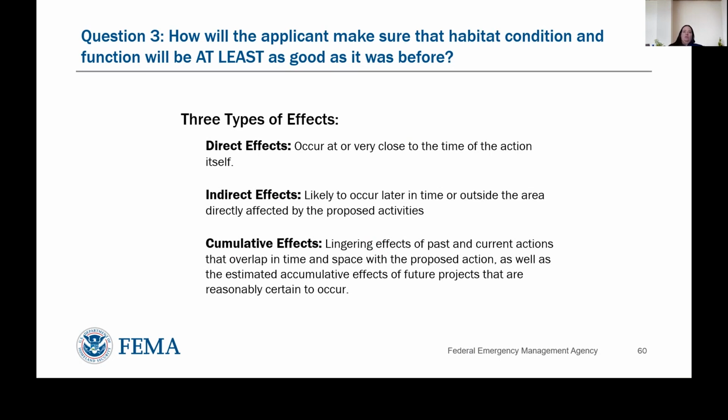are likely to occur later in time or outside the area directly affected by the proposed activities. An easy example of that is if we have additional impervious surfaces, that's going to produce additional runoff, right? So we have more water running off, we have less water being absorbed into the soils at that point. Do we have a water quality issue? A water quantity issue? Is there enough impervious surfaces to where we're actually going to have more water running directly into the river than we did before?